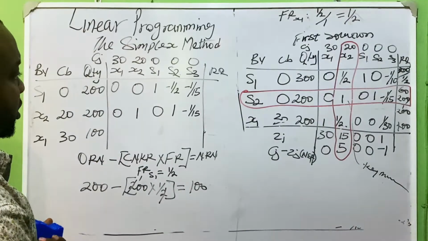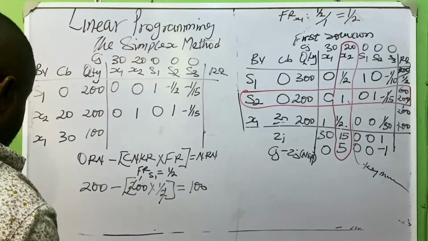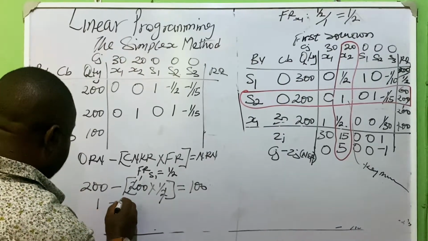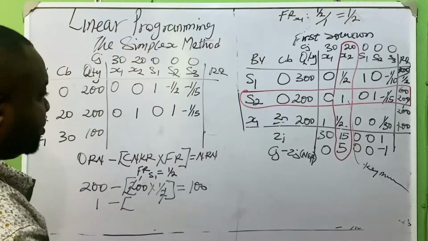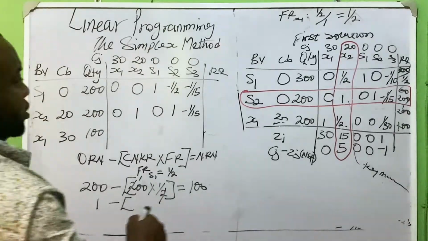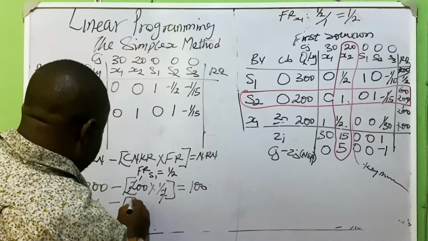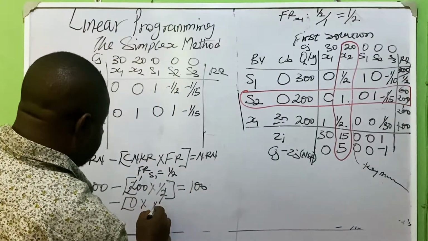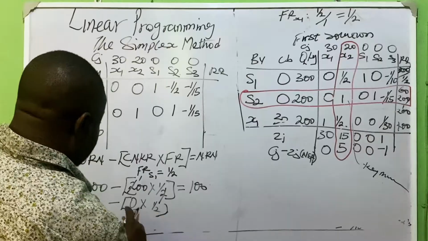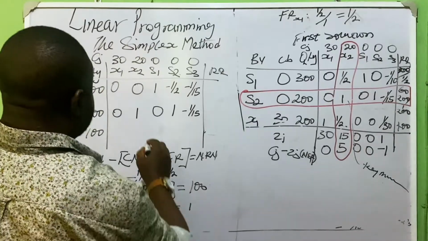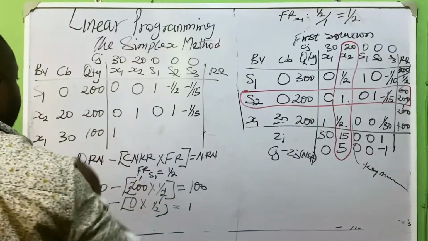Now the next will be to transform 1. 1 minus the corresponding value to 1. Corresponding value to 1 is 0 multiplied by 1 over 2. The product of this is 0, so we have 1. So this place becomes 1.